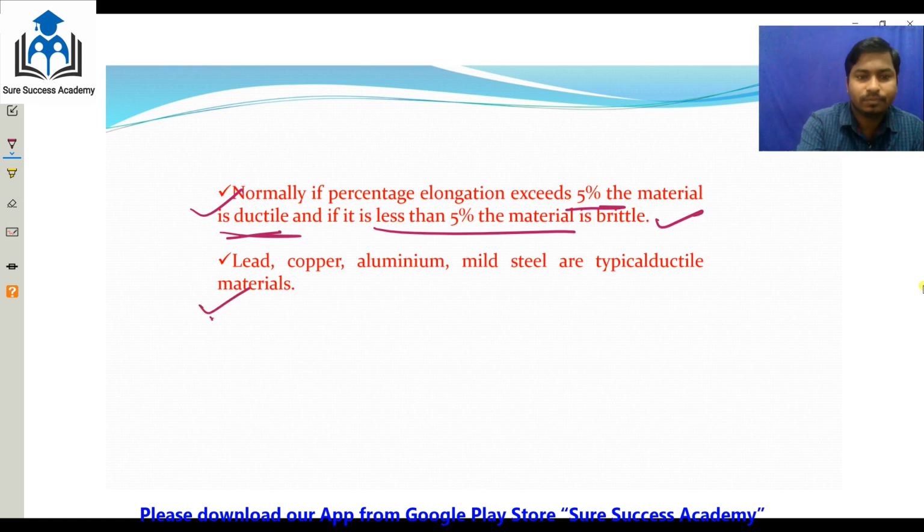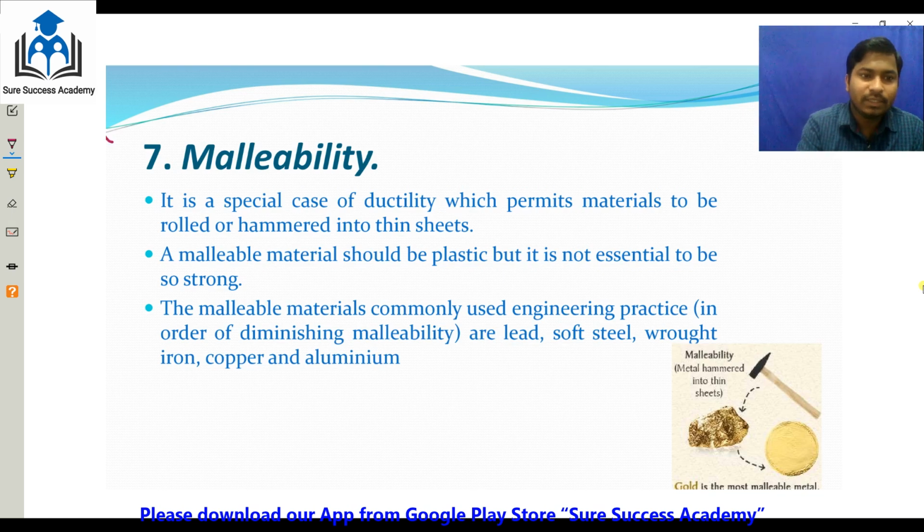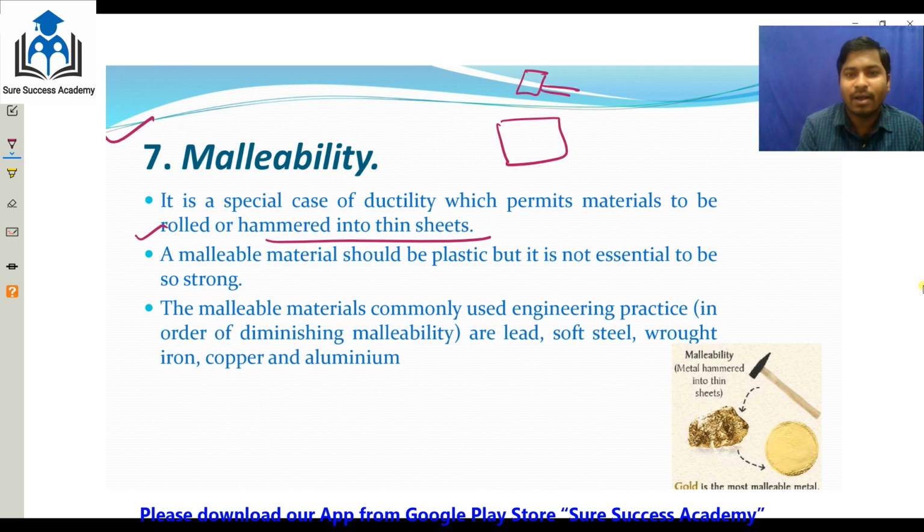Okay. So malleability. Malleability is a special case of ductility which permits materials to be rolled and hammered into thin sheets. If this is a metal and you hit it, then it will become thin sheets. A special case by application of the compressive forces here.